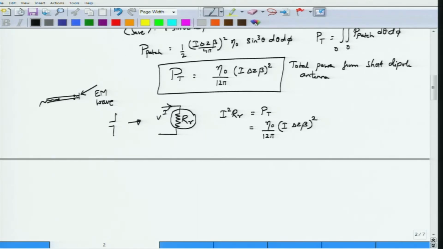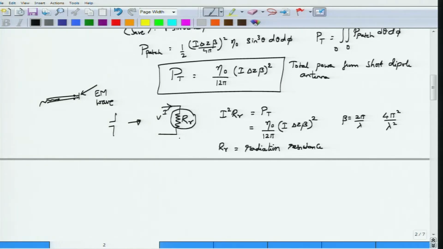In fact, you can expand this and show that I square will cancel on both sides, and then delta z is there. Beta can be expressed in terms of lambda. So, beta is 2 pi by lambda, so beta square will be 4 pi square by lambda square. So, you can show that R R, the radiation resistance, as it is called, is the equivalent resistance of an antenna.